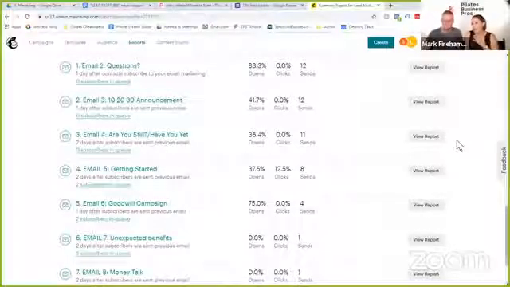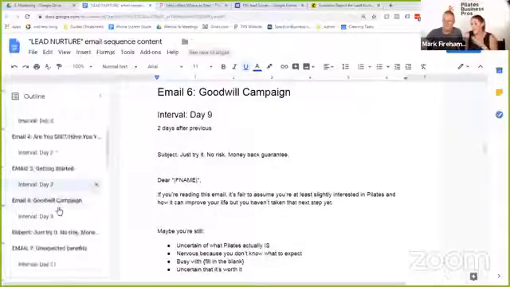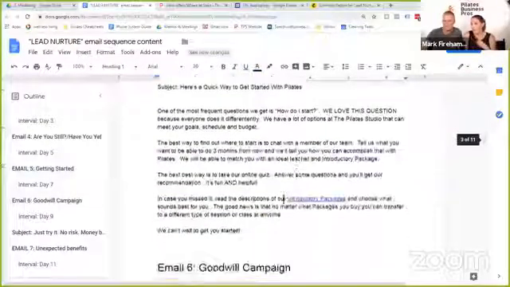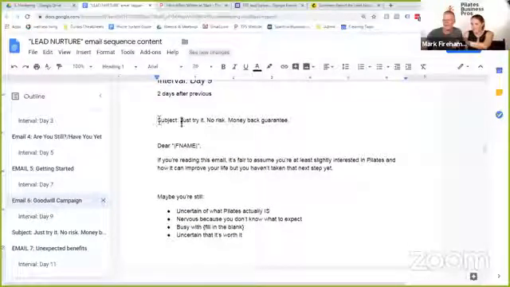And number 5 is where we're sort of putting ourselves out there and we're offering them a money back guarantee on their first private session. Oh, really? Where's that? The Getting Started one? No, that's the Goodwill campaign. That's where it spiked again.